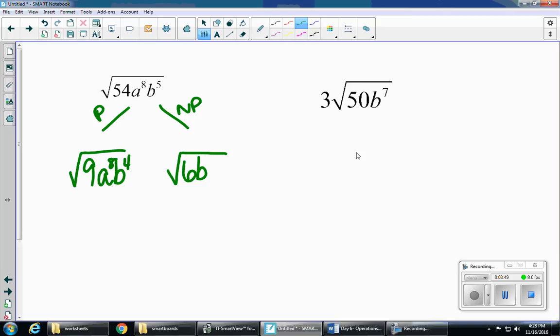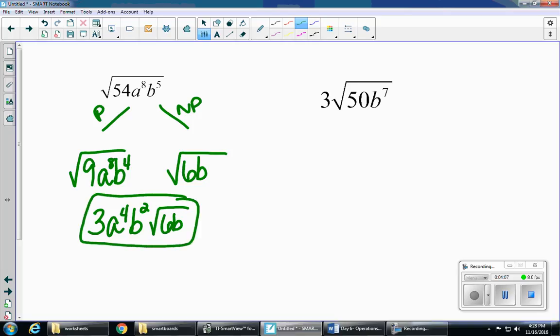So my left radical, my perfect radical, is going to be simplified. Square root of 9 is 3. Square root of a to the 8th is a to the 4th. The square root of b to the 4th, b squared. My non-perfect radical on the right stays, square root of 6b. And our last example, same thing here. I'm breaking it down into a perfect and a non-perfect, except this time I have that 3 on the outside.